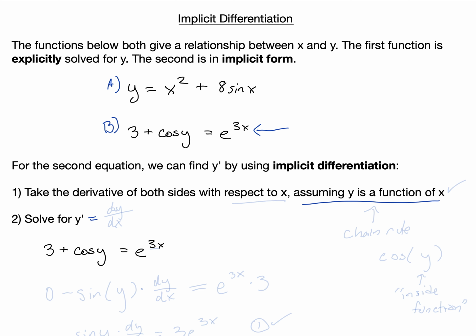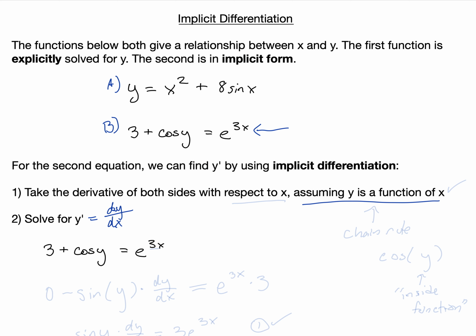We can write y prime like that. We can also write it as dy dx. It's common to write it as dy dx instead because the primes can be very small or get lost. So we'll have both y and y prime, or both y and dy dx, as we're doing this derivative. Let's take a look at doing this for the function 3 plus cosine of y equals e to the 3x.